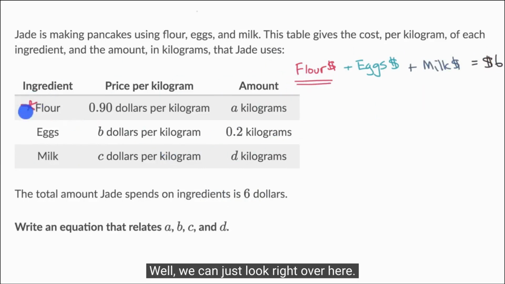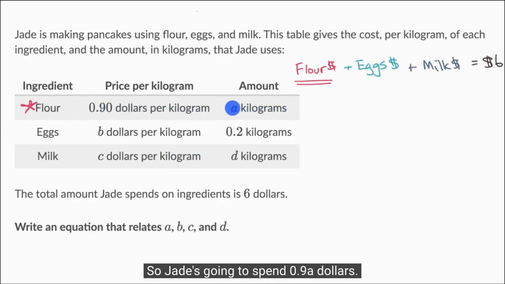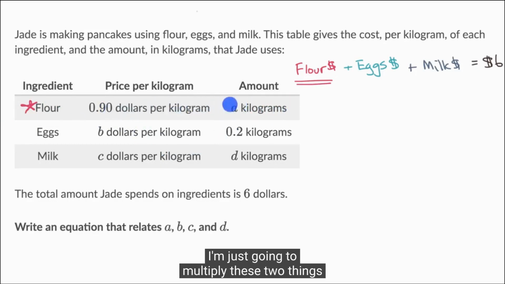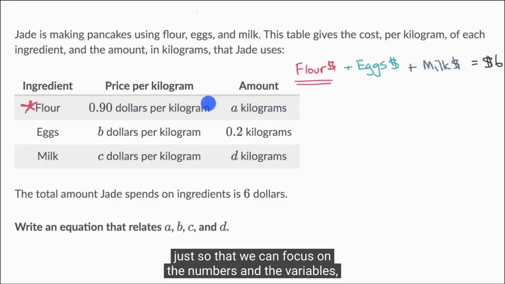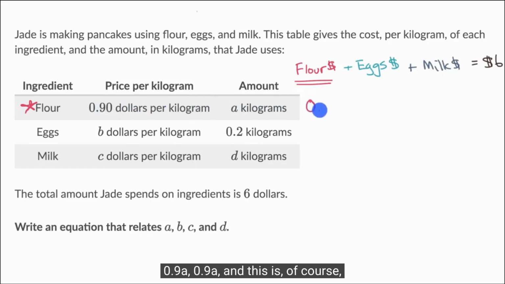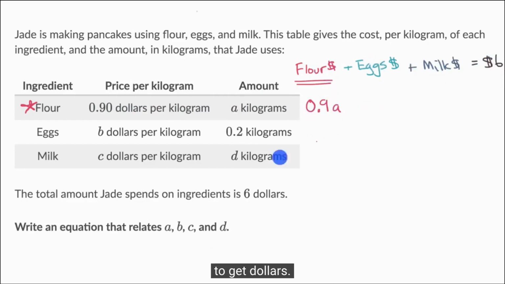And so what's the total amount that Jade is going to spend on flour? Well, we can just look right over here, $0.9 per kilogram times A kilograms. So Jade is going to spend 0.9A dollars. I'm just going to multiply these two things to figure out how much Jade spends on flour. And so this is going to be equal to, and I'll lose the dollar symbol just so we can focus on the numbers and the variables, 0.9A. And this is, of course, in dollars, which is important. I'm going to add dollars plus dollars plus dollars to get dollars.